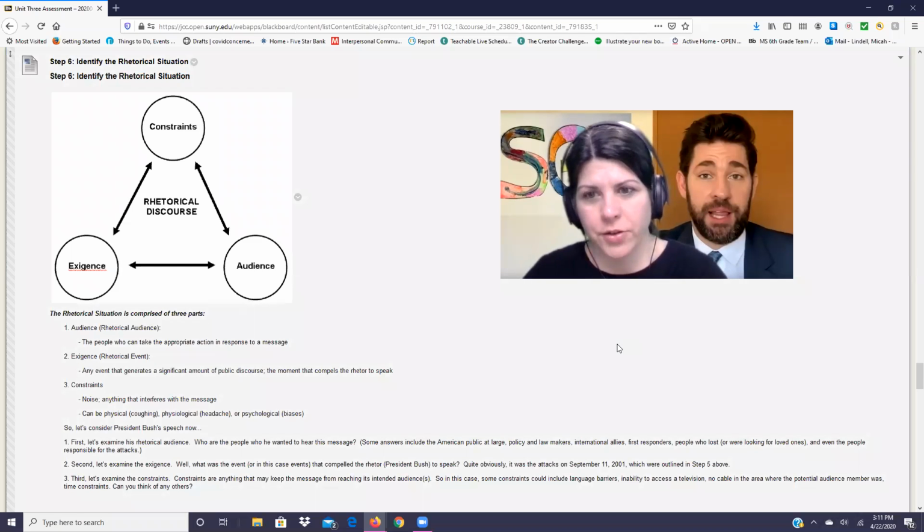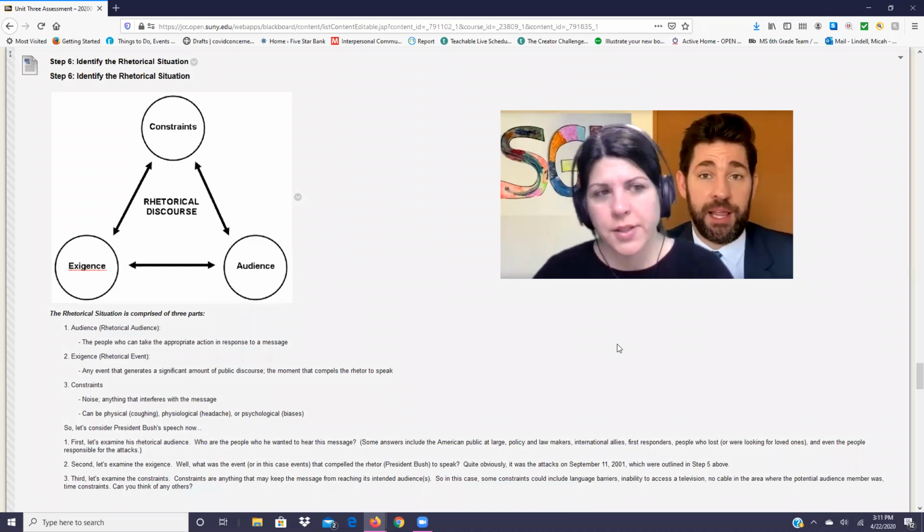Okay, my friends, so step 6. Step 6 is identifying the rhetorical situation. We have all of this data that we've collected so far. We've looked at imagery, we've looked at the use of language, we've identified all the artistic proofs, we've looked at the context. Now let's take a look at the rhetorical situation, which is comprised of 3 parts.